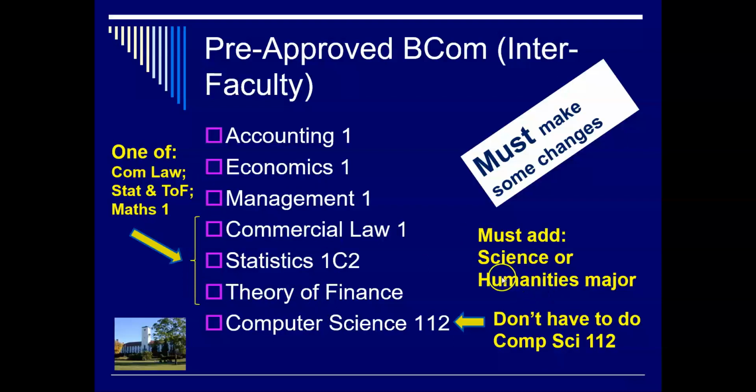So to repeat, you're going to major in, for example, management and sociology. Sociology being your humanities major. Add sociology 1. Then go and have a look at commercial law 1, statistics 1C2, and theory of finance. And you can take one of those, either commercial law or statistics 1C2 and theory of finance, or maths. And the one that you don't do, you'll do in your second year. And again, you don't have to do the computer science 112, but I strongly recommend that you do, to give you options in your second year.